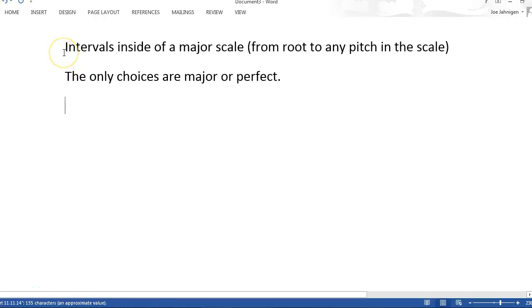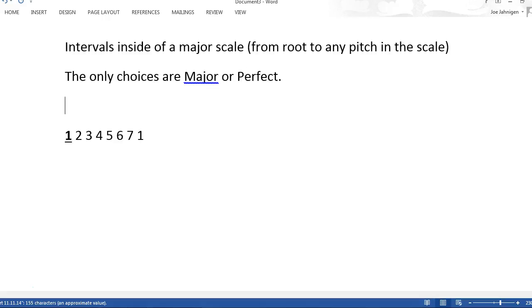Intervals inside of a major scale. This is from the root, we'll do it in numbers, the root to any pitch. So this is all going to be coming from 1 to any note from there. So your only choices are major or perfect. It's a major interval or it's a perfect interval.